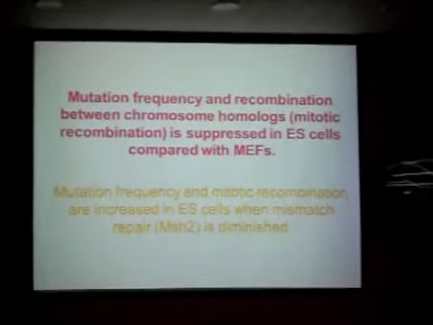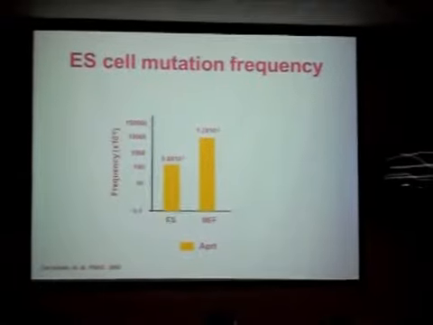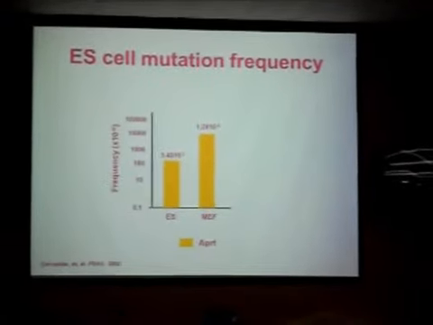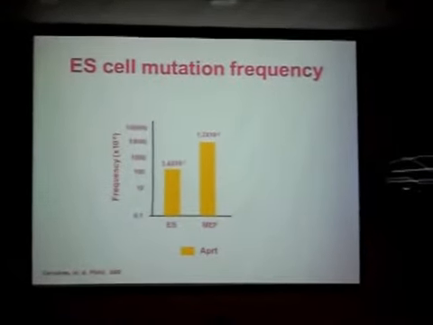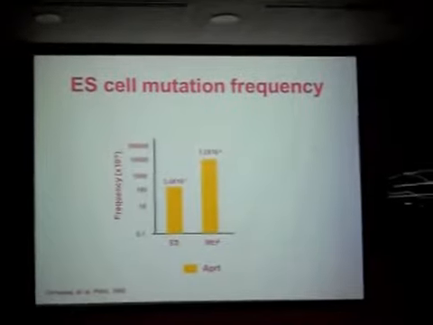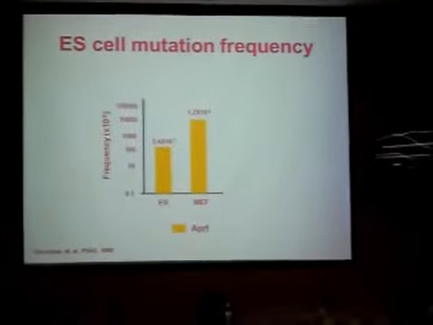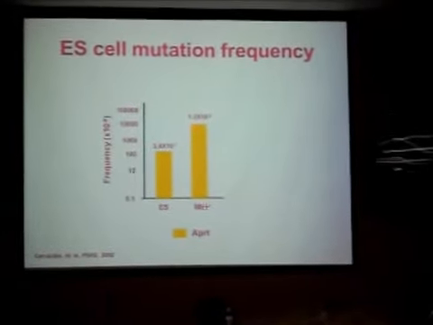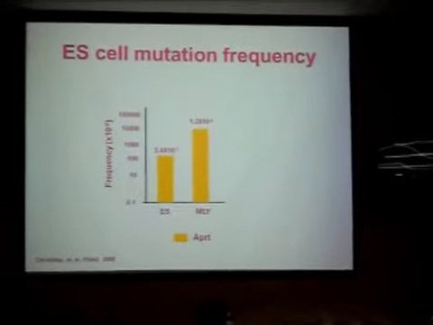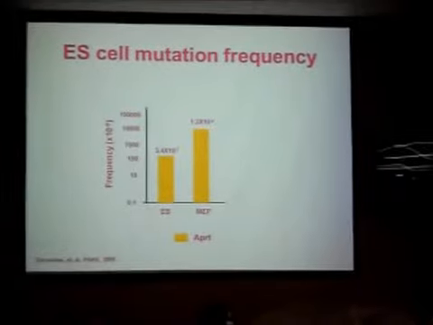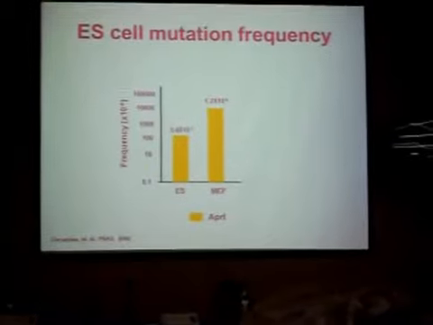So first I'll show you that mutation frequency of recombination is suppressed. This is a representative experiment that's been done many, many times, looking at the mutant frequency in embryonic stem cells, about 10 to the minus 6, and in mouse embryo fibroblasts, it's about 10 to the minus 4. There's about a 100-fold difference in mutation frequency. We're using the same APRT heterozygous protocol that we did for in vivo analysis.